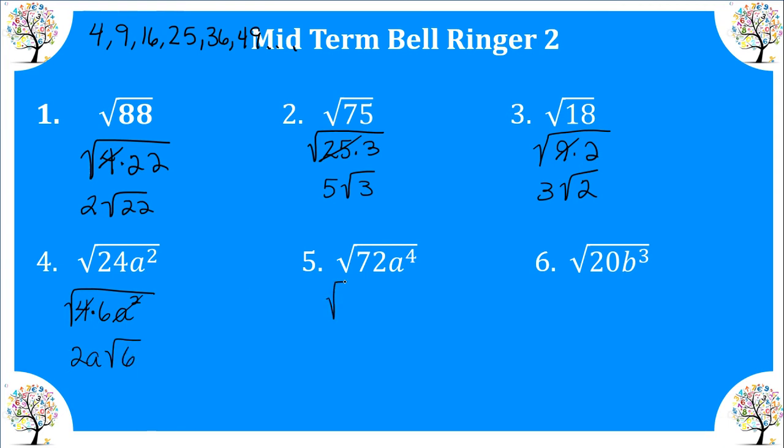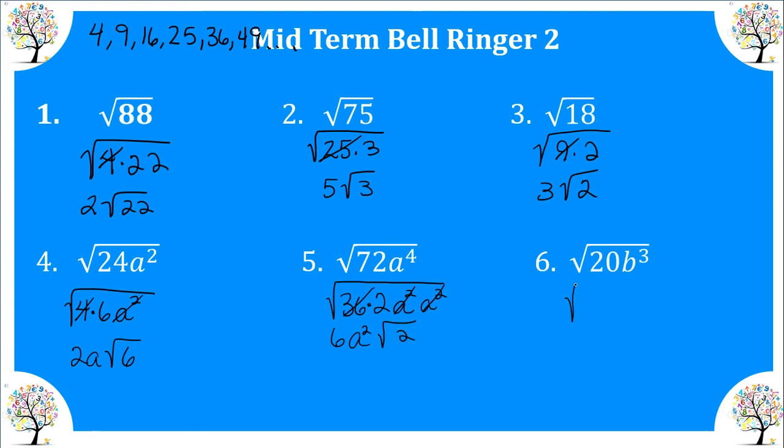Number 5. Now we have to be careful with 72 because there's a couple of perfect squares that can divide into 72, but let's be smart and use the largest one, and that would be 36 times 2. Then I'm going to break down a to the 4th into a squared times a squared. The square root of 36 is 6. The square root of a squared is a. The square root of a squared is a. And then radical 2.